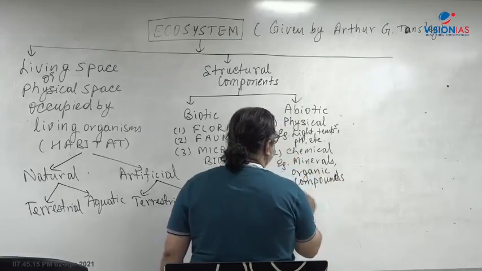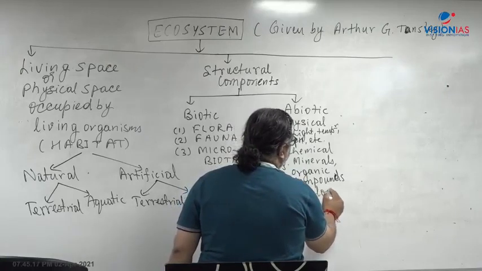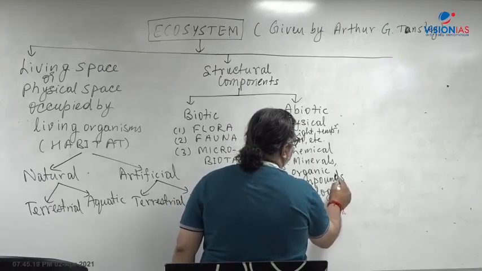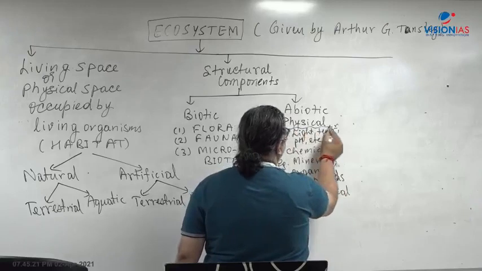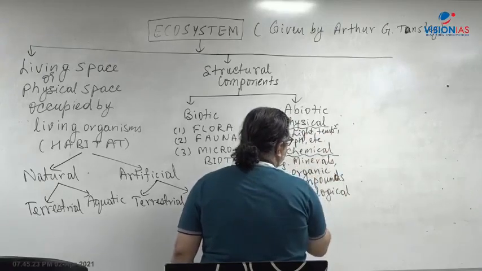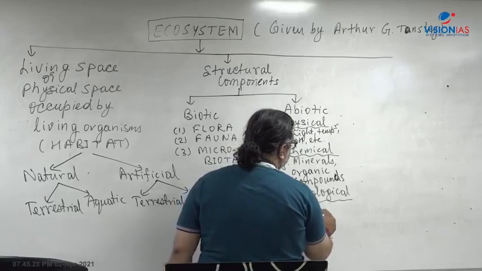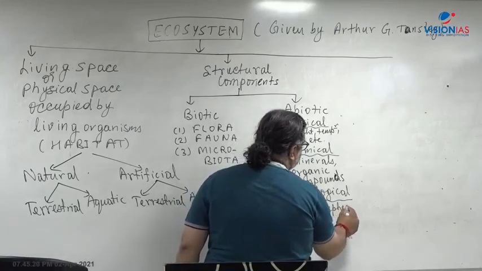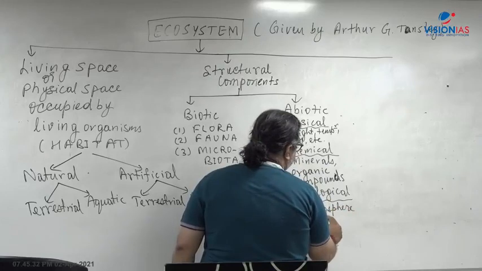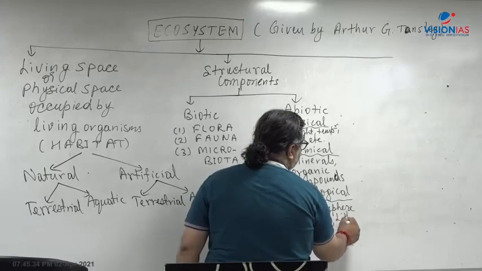And the third can be geological factors. So physical, chemical, geological. What will that include? That will include the atmosphere, air, the lithosphere, land.